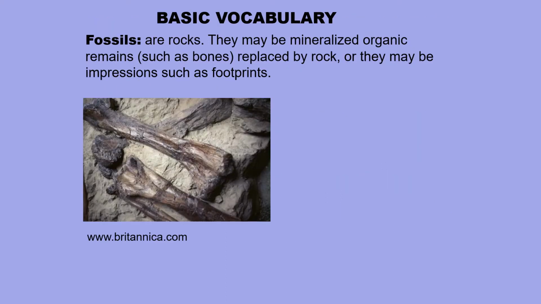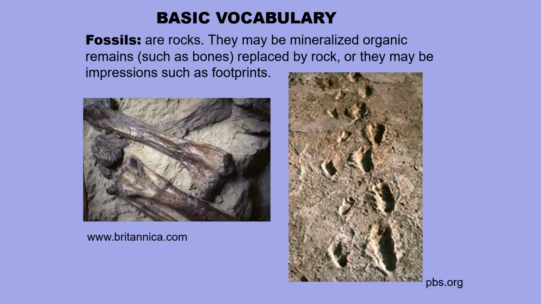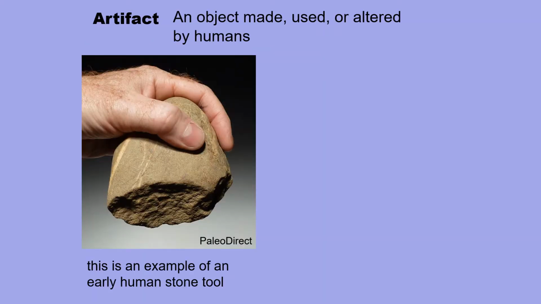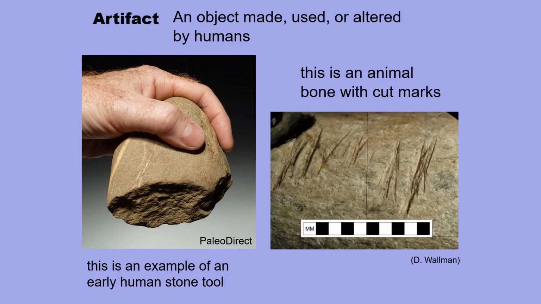Let's begin some basic vocabulary. Fossils are rocks. They may be mineralized organic remains, such as bones that have been replaced by rock, such as you see here, or they may be impressions, such as footprints. An artifact is an object that has been made, used, or altered by humans. Here you see an example of a pebble chopper, one of the earliest stone tools made by humans. This is an animal bone with cut marks from butchering.